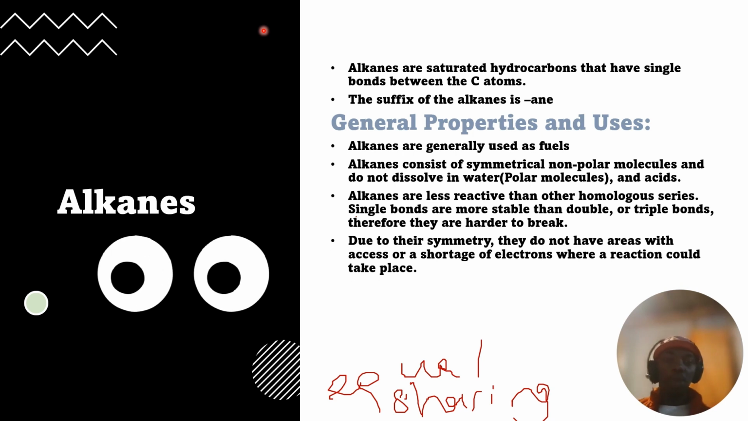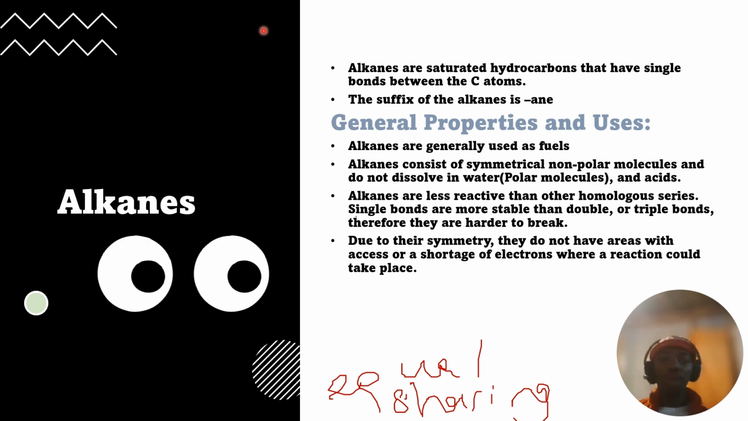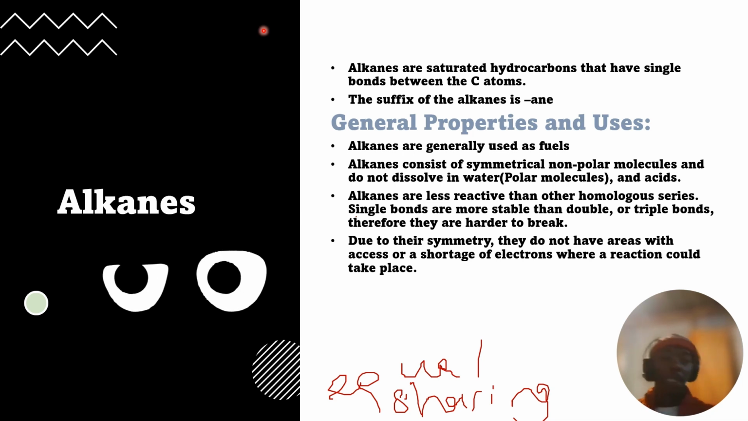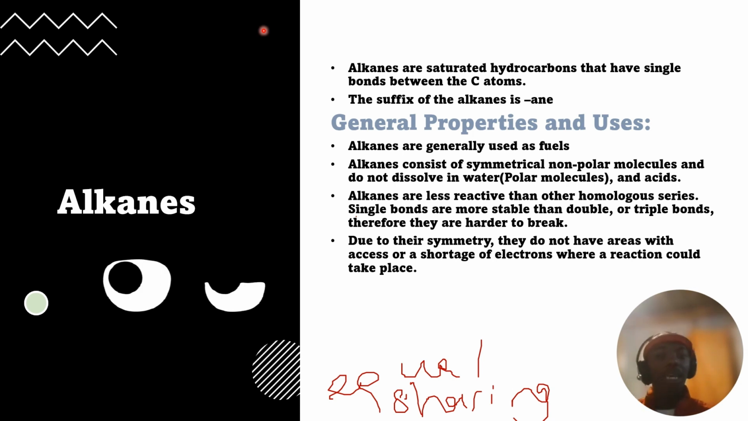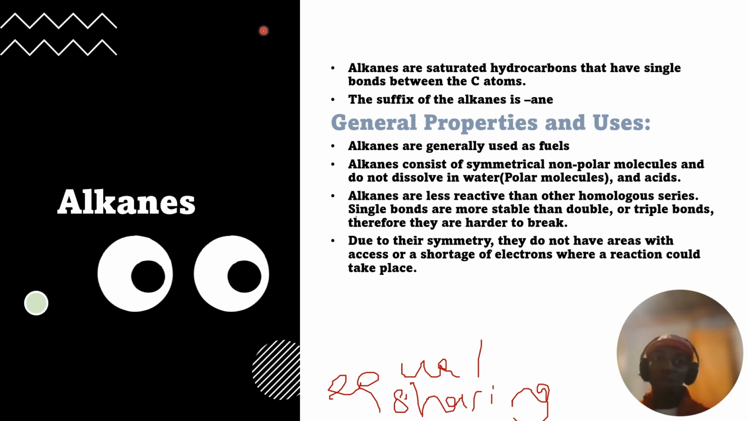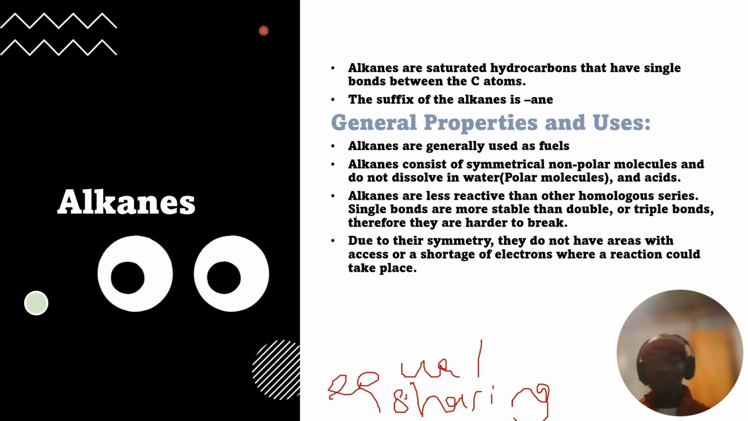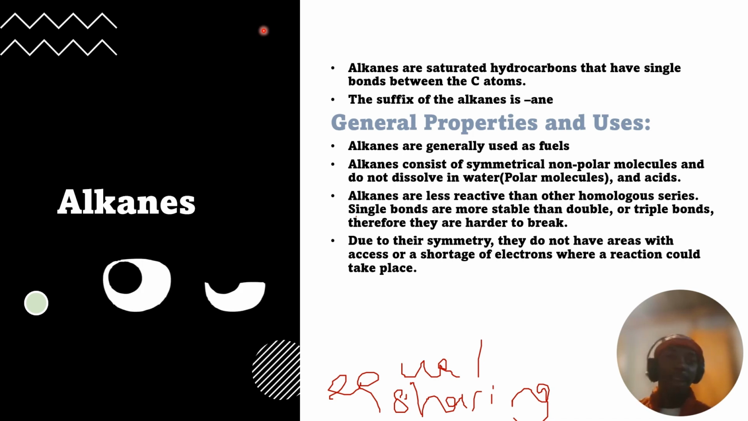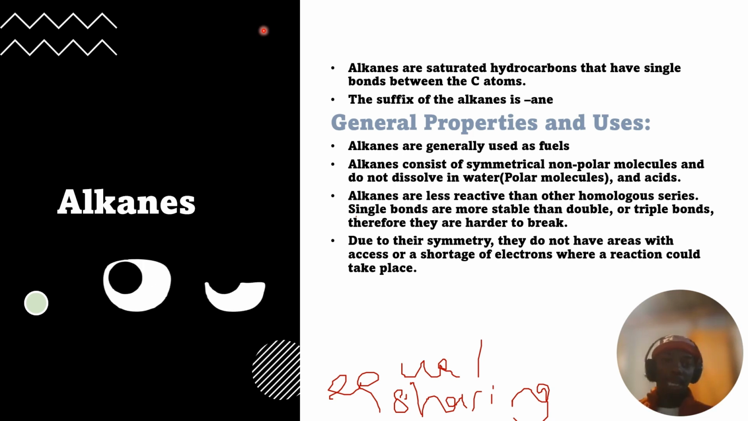And then it says that due to their symmetry, they do not have areas with excess or shortage of electrons where a reaction could take place, right? This just re-emphasizes the above point that alkanes are stable, right? So if they are stable, meaning they don't react easily, because there are maximum bonds within the carbon atom. Because you know that the C atom can make a maximum of 4 bonds. So if those 4 bonds are already filled, it will not have another space to react with other compounds. So yeah, that's it.